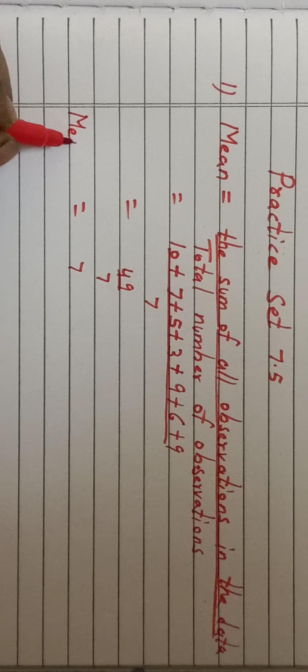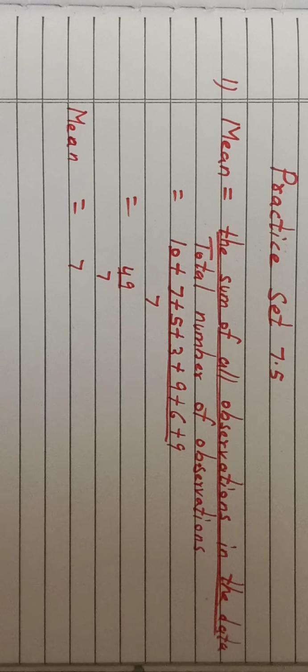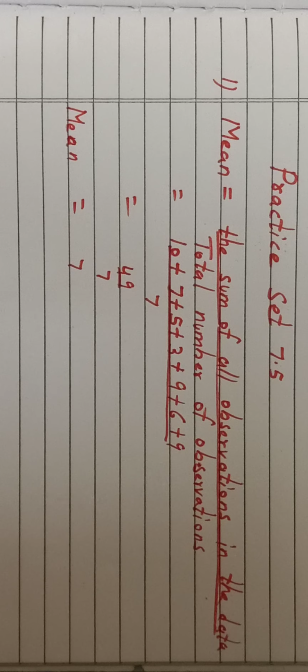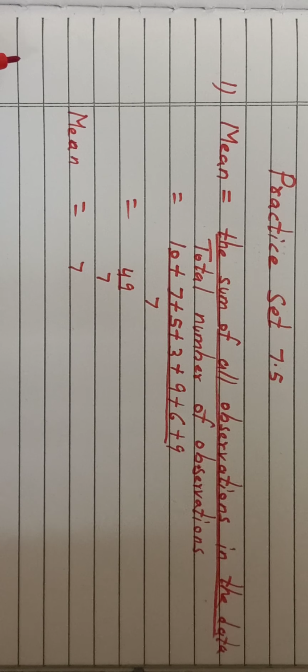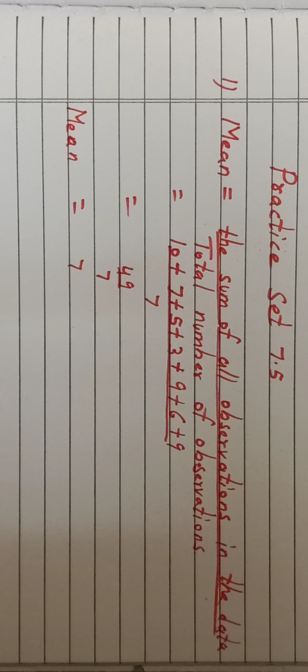So what is the mean? Mean is equal to 7. So you will write: mean of yield per acre is 7. Okay, so with this we have completed the first example. Now we will start with the second example.